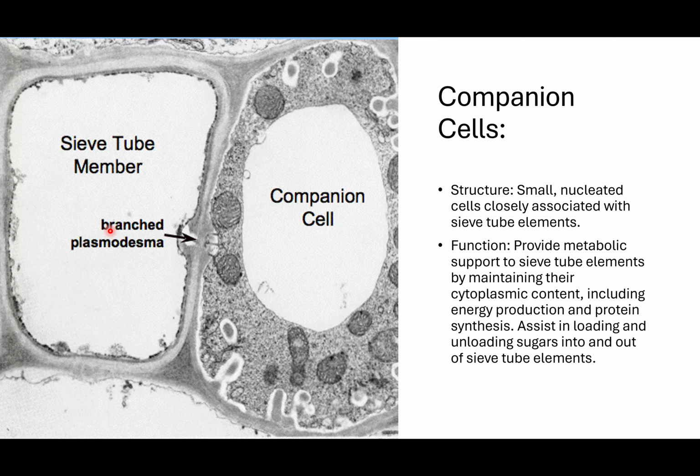So the companion cell itself really supplies all of these cellular processes for the sieve tube element, which just has a simple protoplasm. And we have the movement of these things into the sieve tube element via plasmodesmata. So they're connected via plasmodesmata.